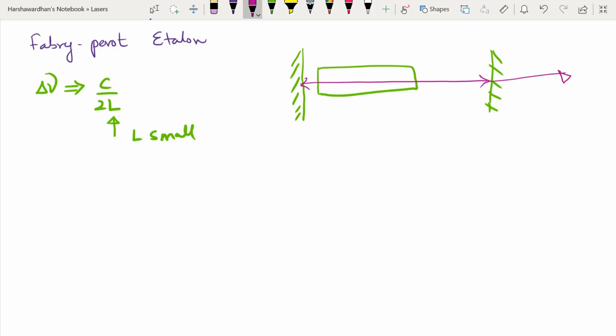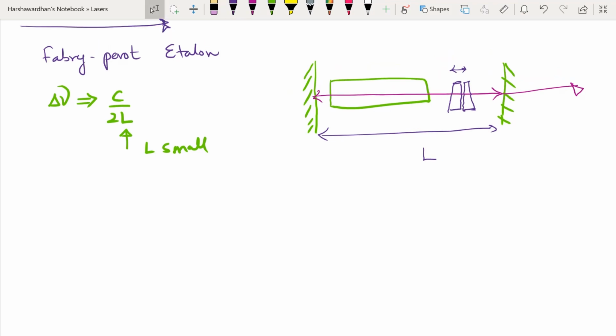So what one is doing here is introducing this Fabry-Perot echelon, which is basically a cavity which is extremely small. So what you have is a cavity that is extremely small, and the light that is supported by this combined cavity, right? This has got a length capital L, and this has got a very small distance between the two faces within the Fabry-Perot echelon. Let me call the distance d.